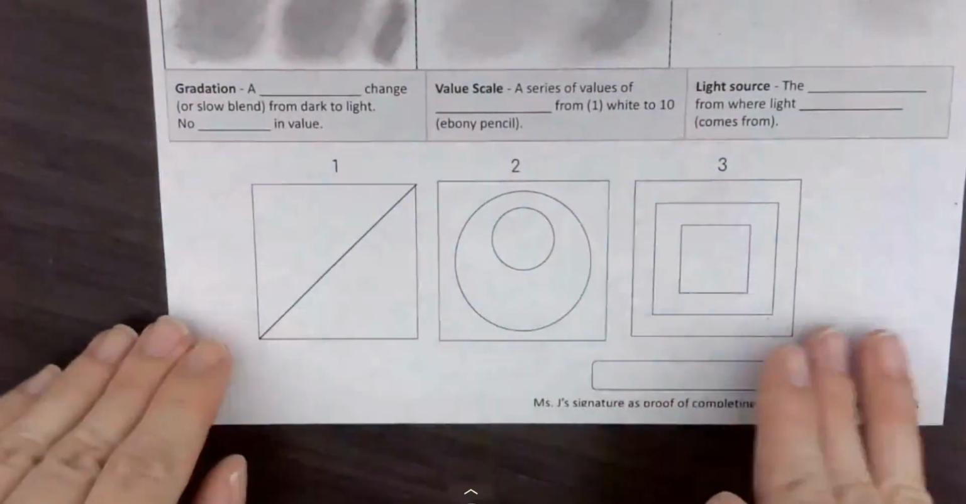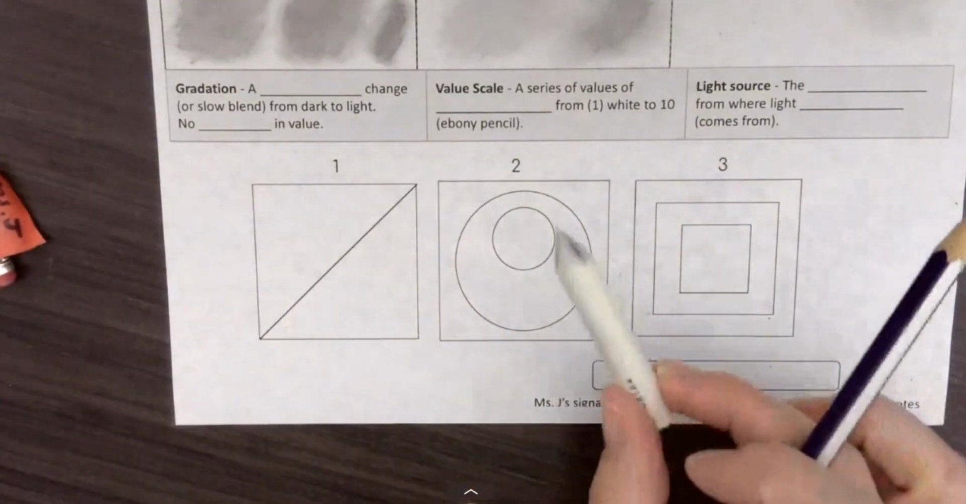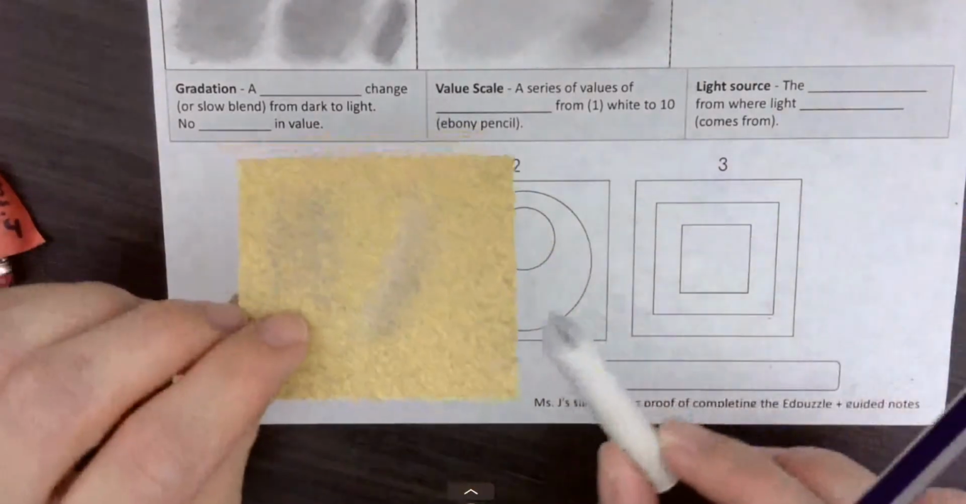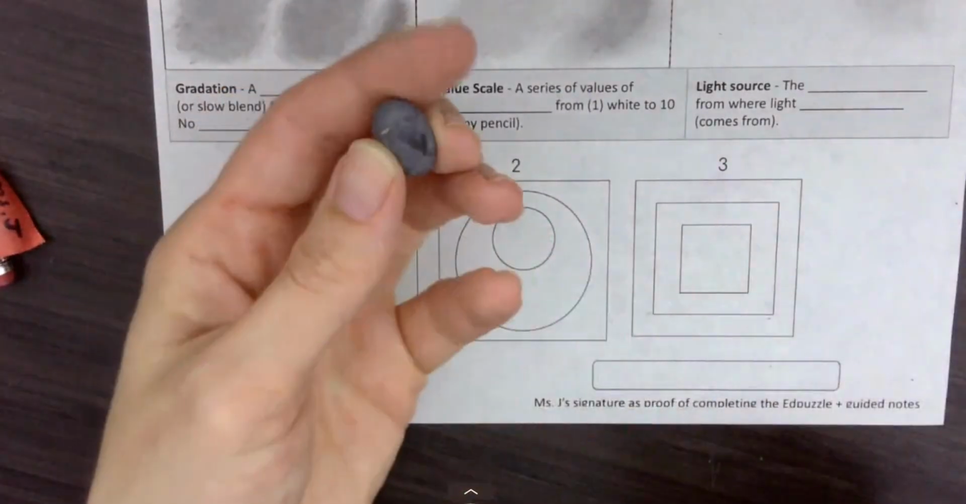So to complete this part of your worksheet, you're going to need a pencil. You'll need a pencil for shading. You're going to need your blending stump. You may want some sandpaper to clean it off at some point. You could use a smudgy if you want. You may not need one though, but you'll definitely want a kneaded eraser.